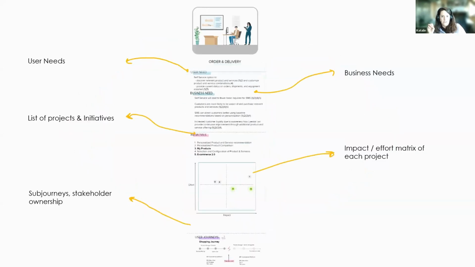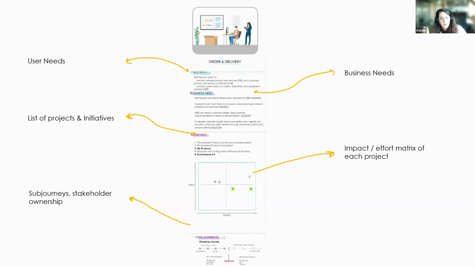And when we zoom into it, then if I highlight one specific stage, in this case, the order and delivery stage, then basically we use this blueprint to really highlight needs from the user sides, needs from the business sides. This blueprint also features elements of a list of projects that were already currently running across different places in the organization, but also we listed potential future initiatives for each stage of this blueprint.